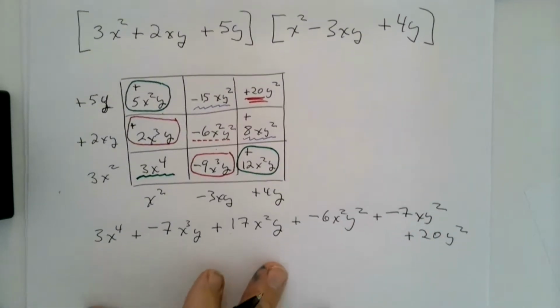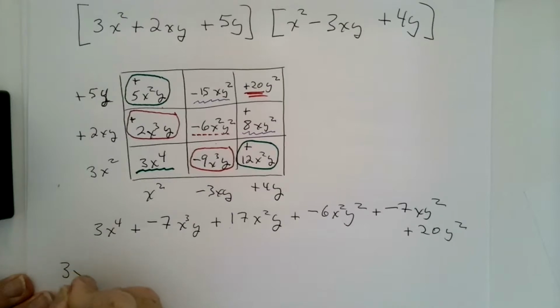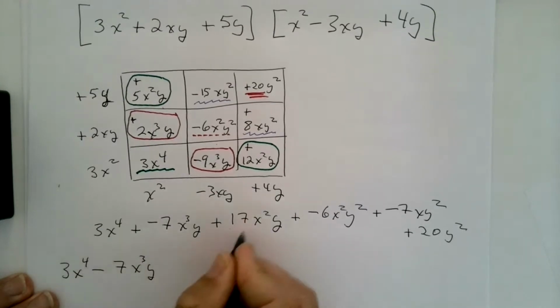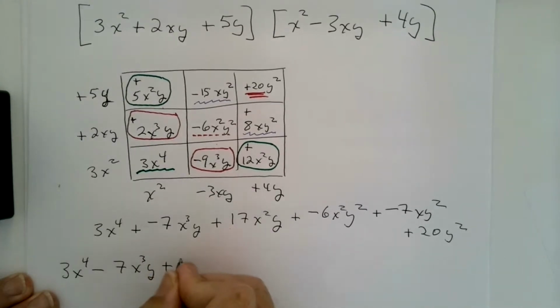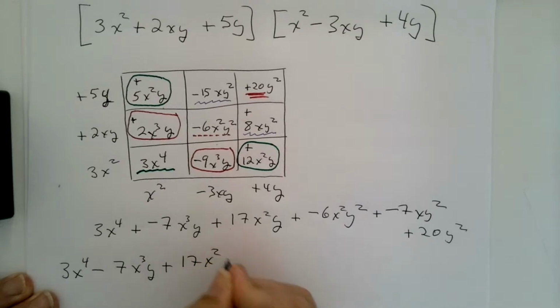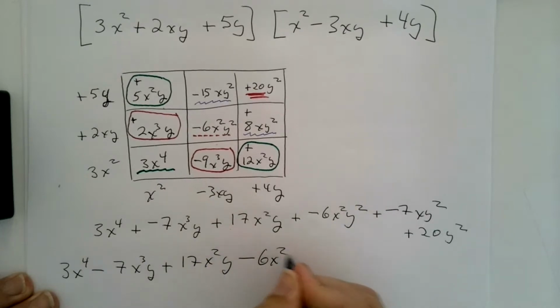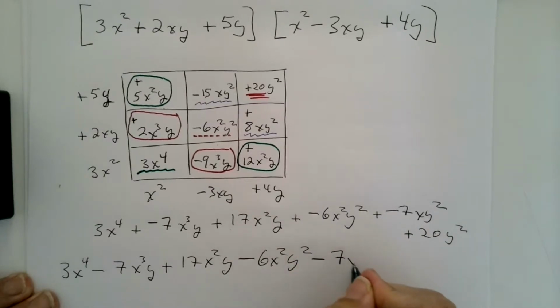So let's write this in a somewhat neater fashion. 3x to the fourth plus negative, minus 7x cubed y plus 17x squared y plus negative, minus 6x squared y squared plus negative, minus 7xy squared plus 20y squared.